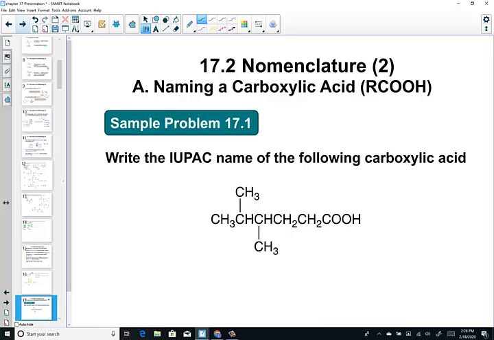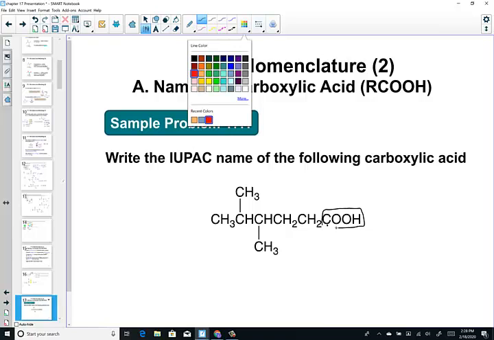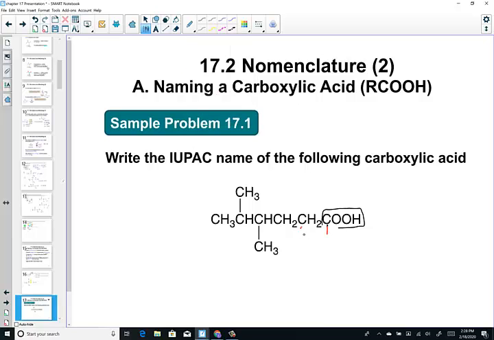Now let's practice a carboxylic acid name. First of all, our functional group right here gets priority. There's your COOH, carboxylic acid. So that means this guy is carbon number 1. Let's make that a color so we can see. Carbon number 1, then carbon number 2, here's 3, here's 4, here's 5, here's 6. So the longest parent chain, 1, 2, 3, 4, 5, 6.